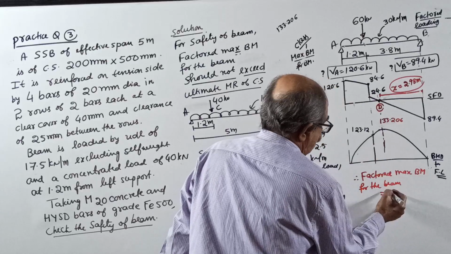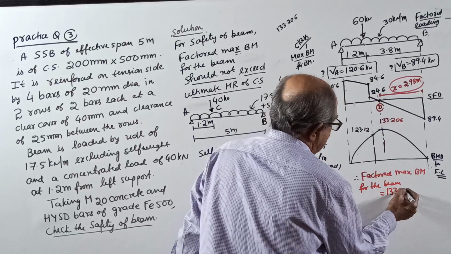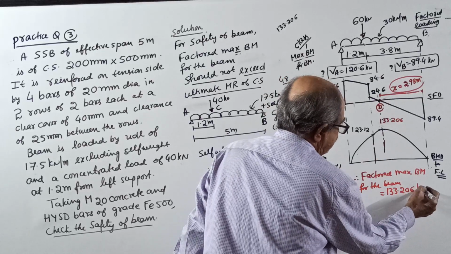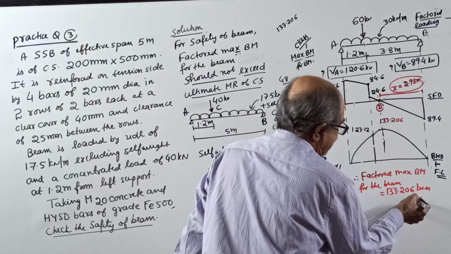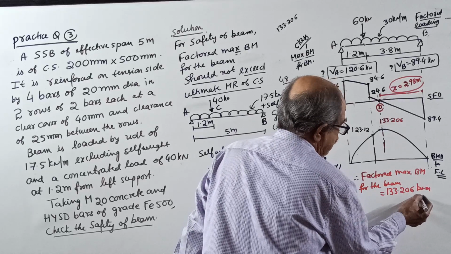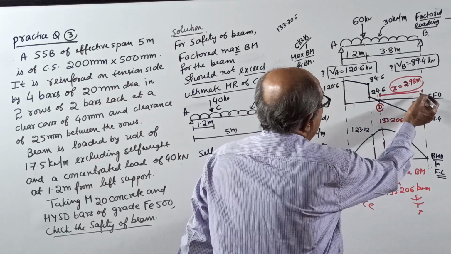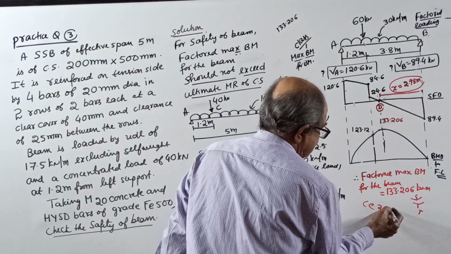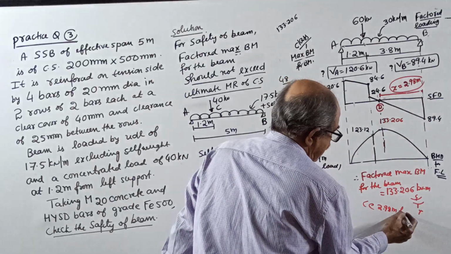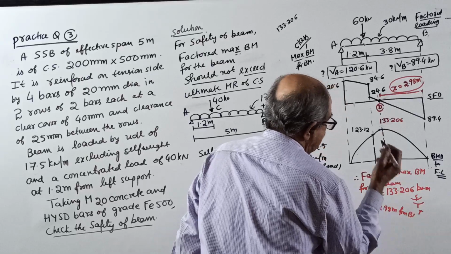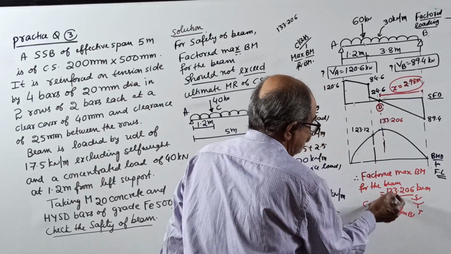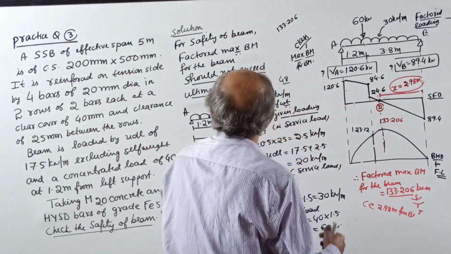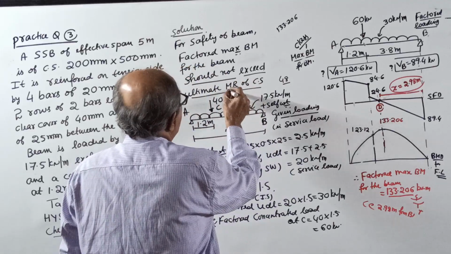equal to 133.206 kilonewton meter, sagging, bottom tension, top compression. If you want, you can write where? 2.98 meter from B, the right support. Okay. Now you got the factored maximum BM. Now what you have to do? To check the safety, now you require MR.